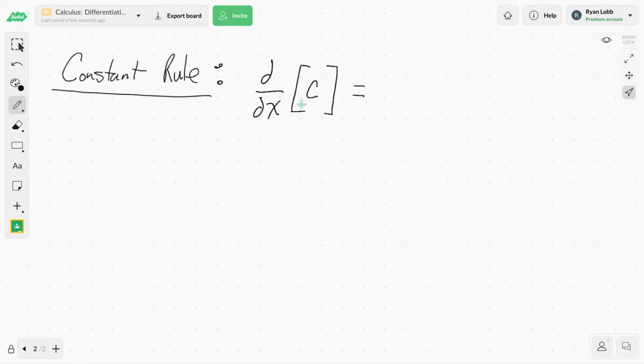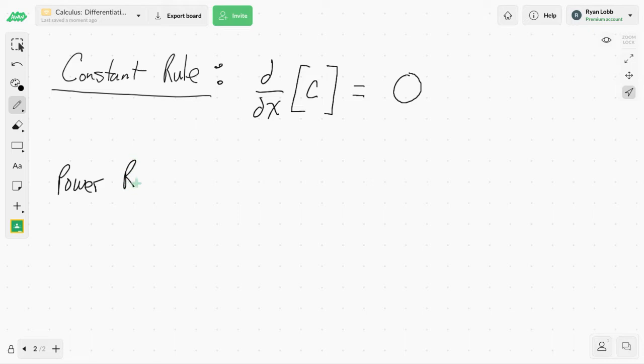So if we're thinking that way, what's the derivative of c, a constant? This is a constant, 5, pi, e to the negative 4, square root of 5. What's the slope of that? Well, constant functions are graphically a horizontal line, so the slope is 0. The derivative of a constant is 0. That's pretty straightforward.